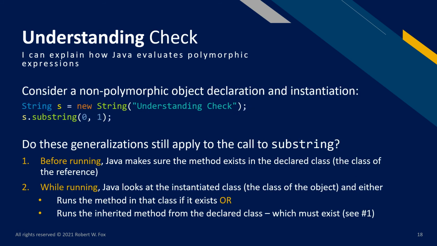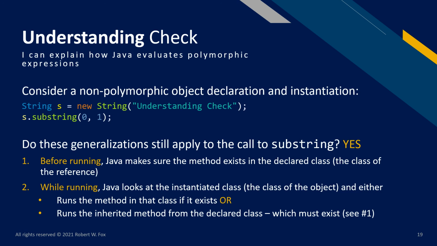To check your understanding, let's consider a non-polymorphic reference and object. So in this case, I'll use the string class. So we've got a string reference equals a string object. It's non-polymorphic because the two classes are the same. And then we call a method s.substring. So the generalizations we talked about on the last slide, do they still apply here? So I put the generalizations down below just for your reference, but something happens before running and something happens while running. And the question is, are these special rules that only apply to polymorphism, or could we say that Java does the same thing here with this non-polymorphic method call? Pause the video, and when you're ready, we'll talk about the answer.